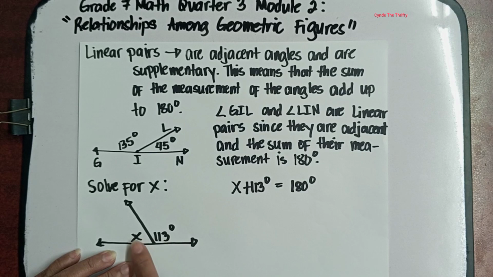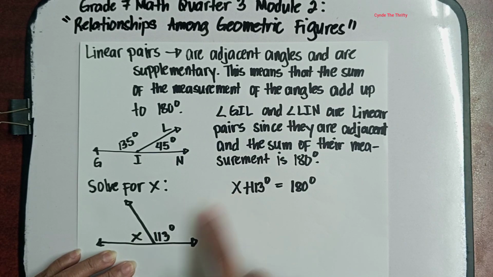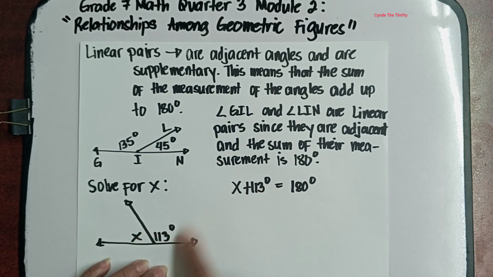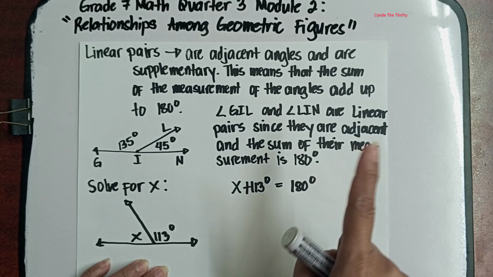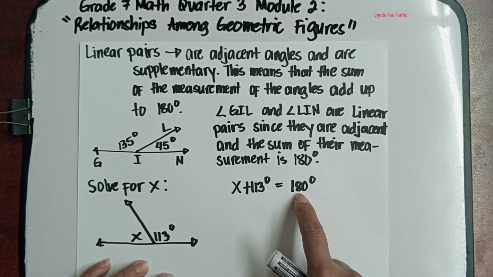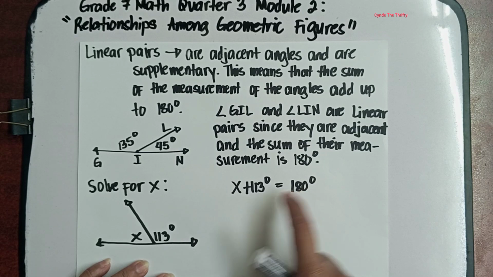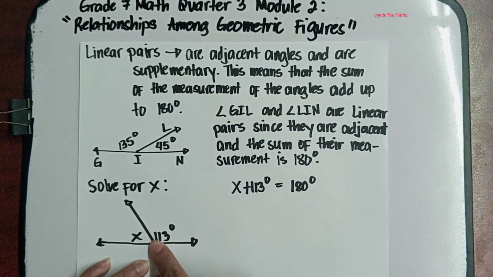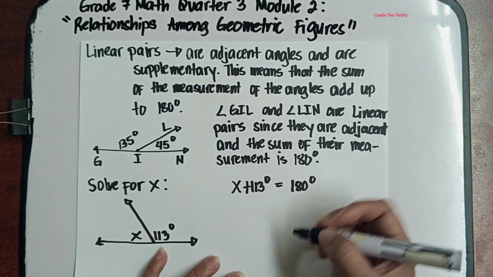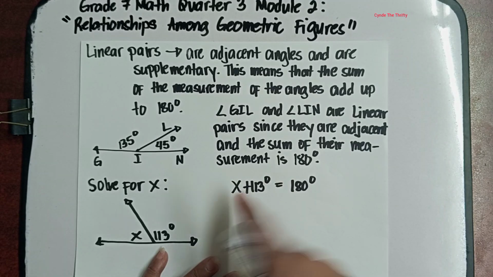Okay? So, si x, tapos ang kabilang angle is 113 degree. So these are linear pairs is equal to 180 kasi ang linear pairs again is ang sum ng kanyang measurement na angle is 180 degree and meron silang common side dito at merong common vertex dito. So this is these are linear pairs. Okay. So isolve natin ang value ni ang measurement ni angle x.